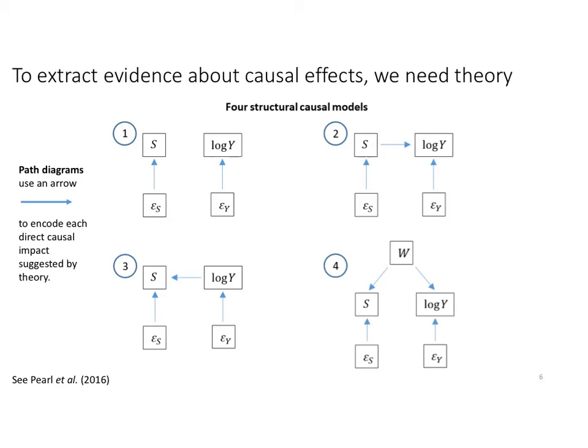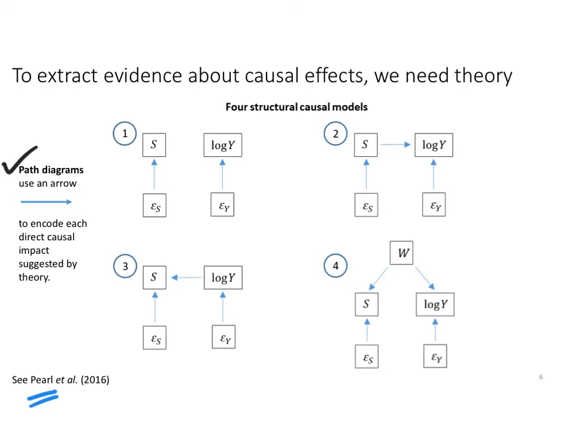To extract evidence from that scatter plot or from the regression about causal effects, we need to impose some theoretical structure. And here I'm drawing on some terrific work by Judea Pearl and co-authors. So we're going to use the concept here of a path diagram, which is a diagram that relates a set of variables that may be observable or unobservable, and that uses arrows to denote all direct causal impacts the theory gives us between those variables.